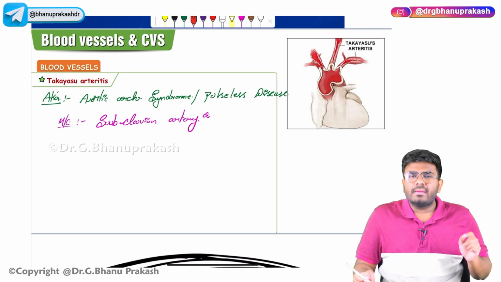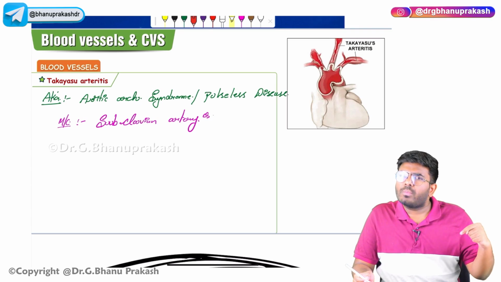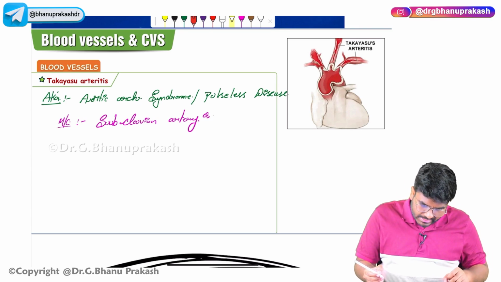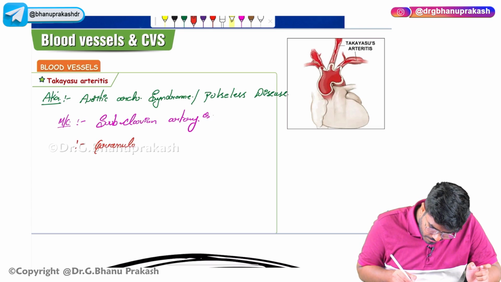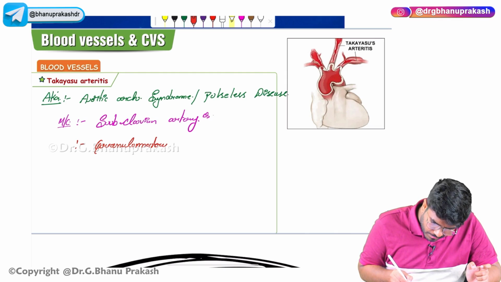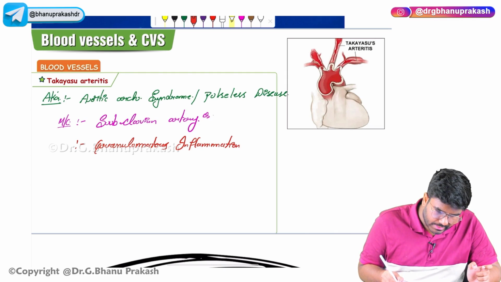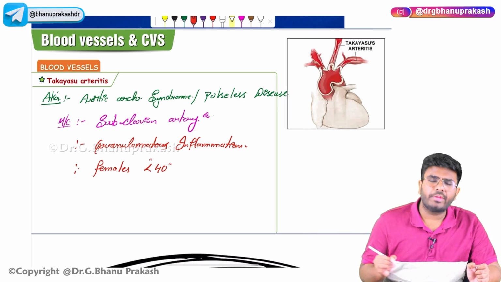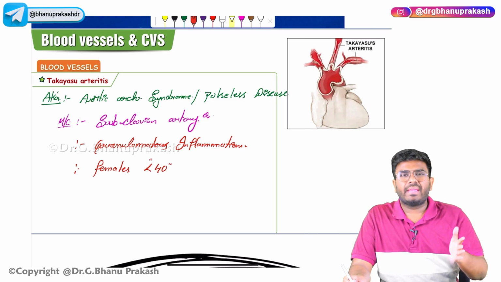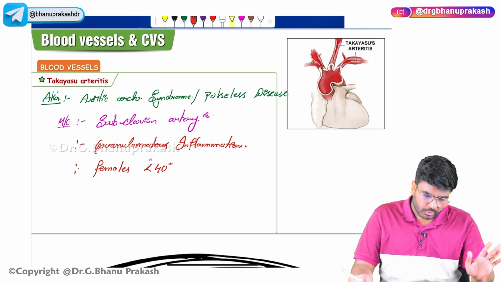Now, second question. Temporal arteritis is a granulomatous inflammation. So what about Takayasu arteritis? Is it a granulomatous inflammation? Yes, absolutely. It is also granulomatous inflammation. In which sex is it seen? Again in females, but less than 40 years of age. It is seen in middle-aged women and younger women, 20-30 years. So it is most commonly seen in the female sex, and that too before 40 years.